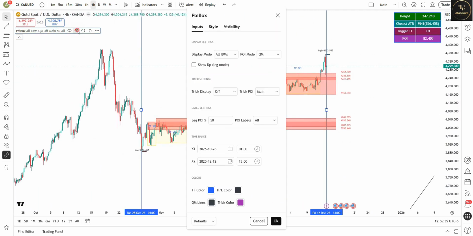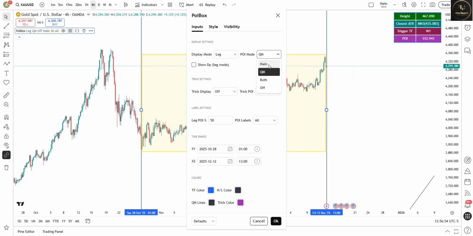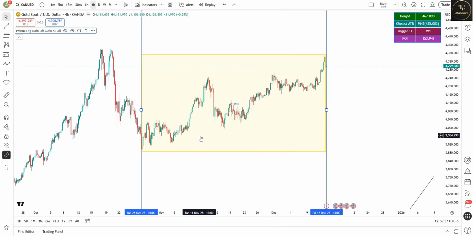Now, let's go back to the settings in the mode. Most of the trades we make are either on main BoS or on Lake. Now, I mostly use all IDMs for training purposes. In Lake mode, you no longer have anything called QM, right? In Lake mode, the only thing available to you is the main mode, which is what it's showing you.